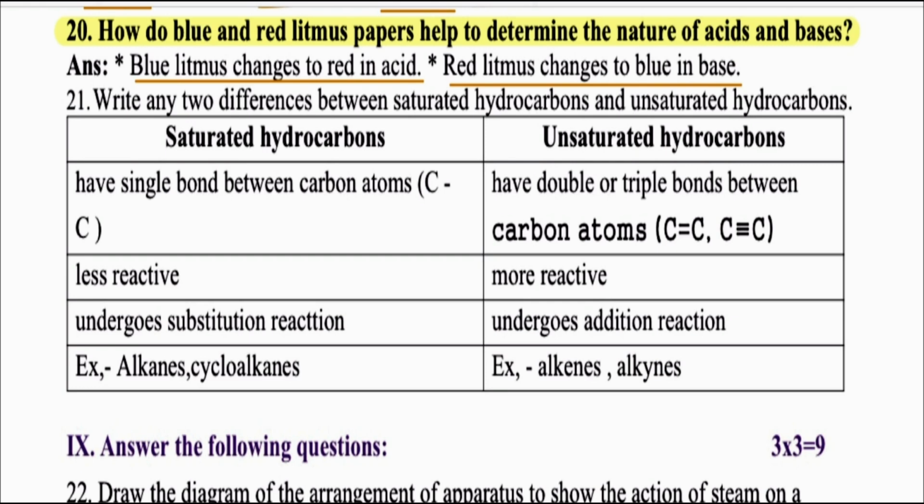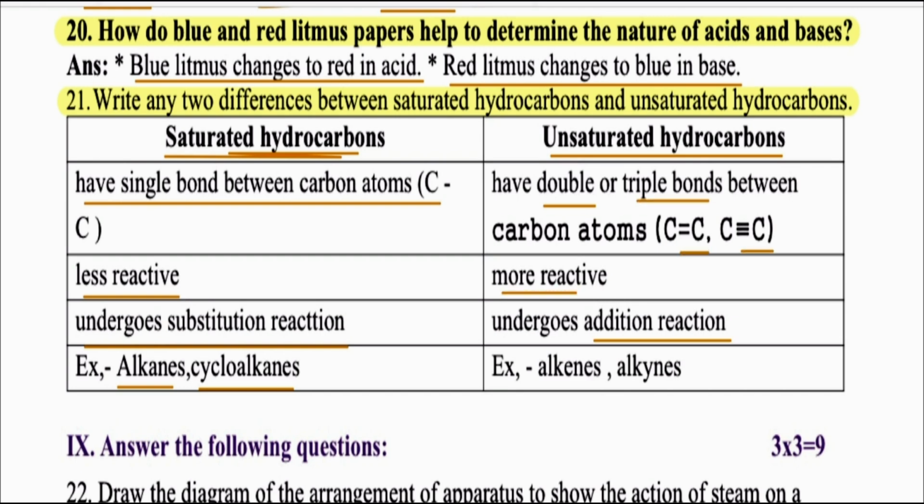Question number 21. Write any two differences between saturated hydrocarbons and unsaturated hydrocarbons. Here they have given 4 differences. First let's talk about saturated hydrocarbons. They have single bond between carbon atoms. They are less reactive. They undergo substitution reaction. And examples are alkanes and cycloalkanes. If we talk about unsaturated hydrocarbons, they have double bond and triple bond, and they are more reactive, undergo addition reaction, and alkenes and alkynes are examples.